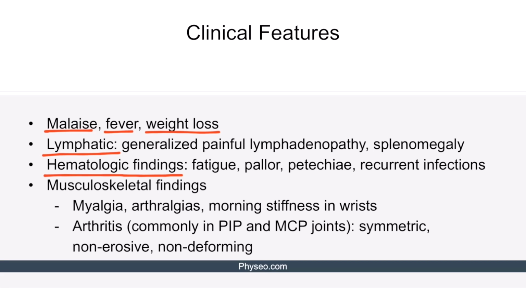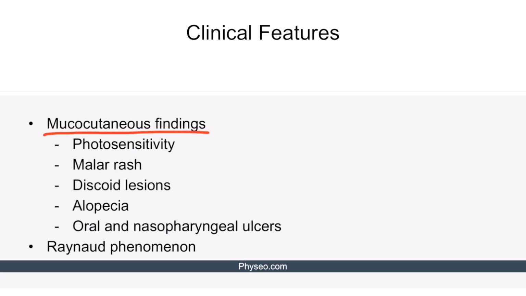Musculoskeletal findings are often one of the first complaints. Among these are myalgia and arthralgia, with morning stiffness in the wrists. Arthritis is also seen at the proximal interphalangeal and metacarpophalangeal joints bilaterally. This arthritis is usually symmetric, non-erosive, and non-deforming, which can be useful to differentiate it from rheumatoid arthritis that is deforming. Let's talk about the mucocutaneous findings.